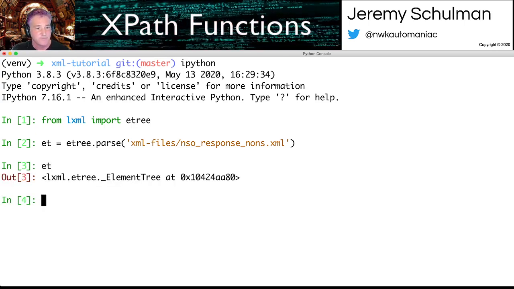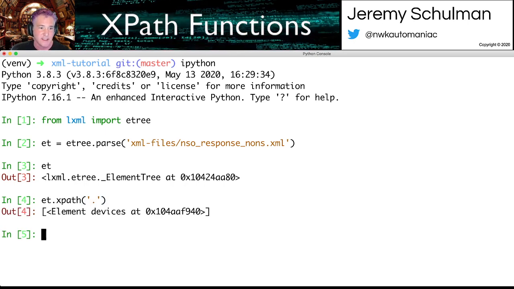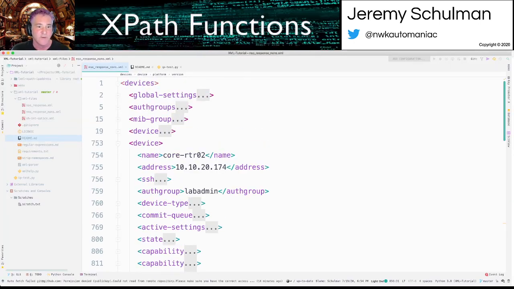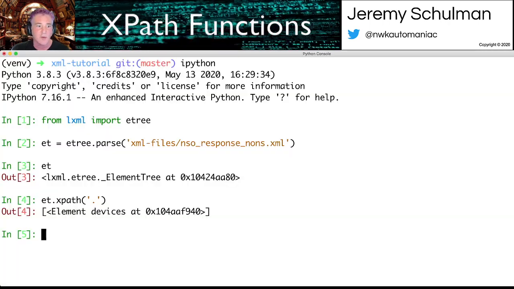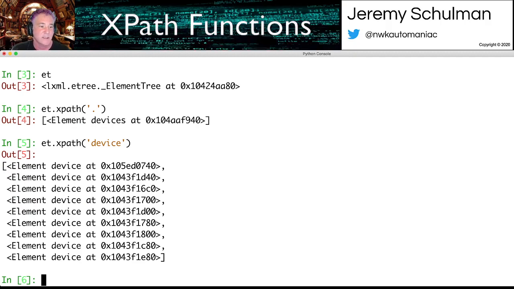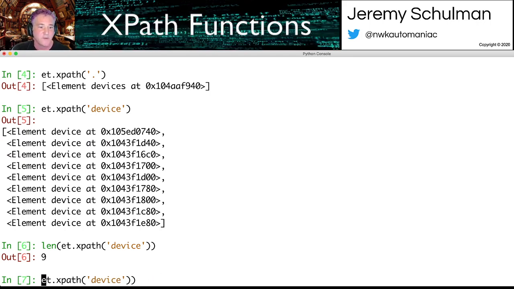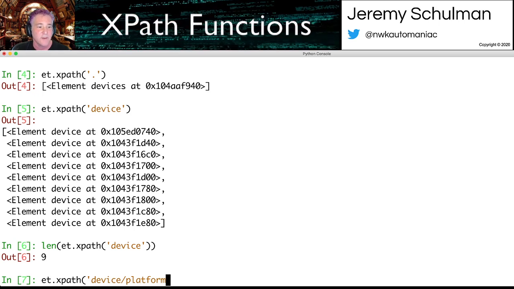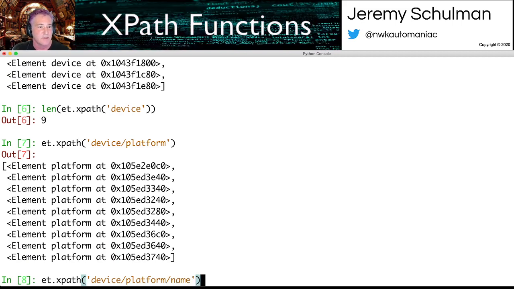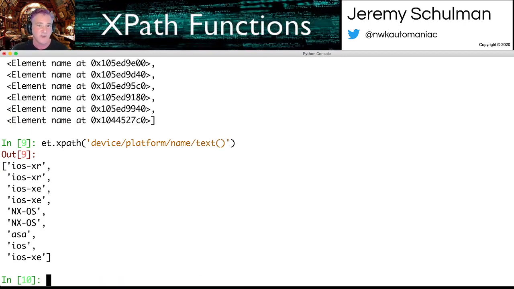So right now we've got an element tree, and I'm going to use an XPath expression. I can see where my current root is. I can see that I'm at the top, which is devices. So if I go back to the file, you can see my top level is devices. And if I wanted to show you each of the device elements, I can see how I have a number of device elements. If I wanted to take a length of that, I can see I have 9 device elements. Now, if I wanted to find the platform element, this is going to give me the platforms. And if I wanted to get the names of those platforms, these will give me the name elements. But really what I want is the text of those names. And so I can see that I've got all of these text values.